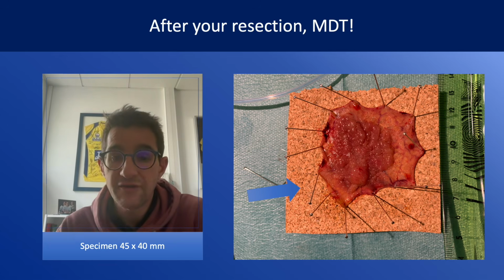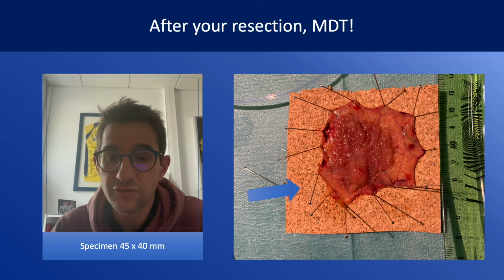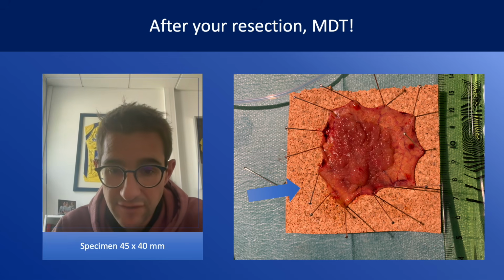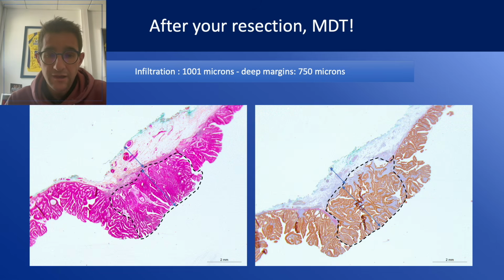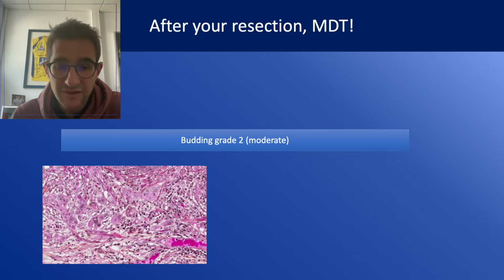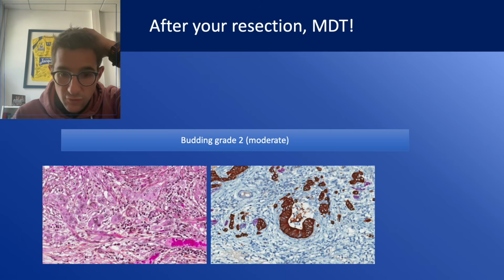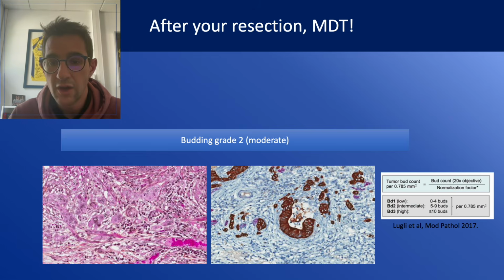And finally, after the resection, you are still in charge of the patient, and in the case we presented, you have a small cancer here. It was a 1001 microns invasion with a deep margin of 750 microns. At this point, we could think that resection can be considered curative with this kind of deep submucosal invasion, which is relatively small compared to the threshold. But in this case, the budding was significant with a grade 2 budding, and finally the patient was sent for surgery.